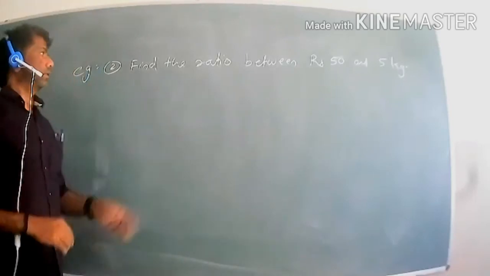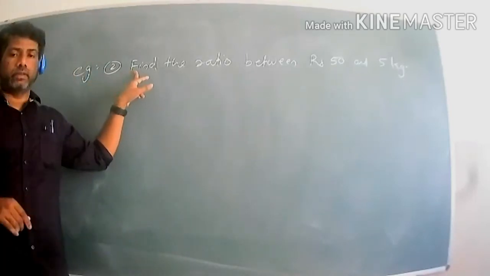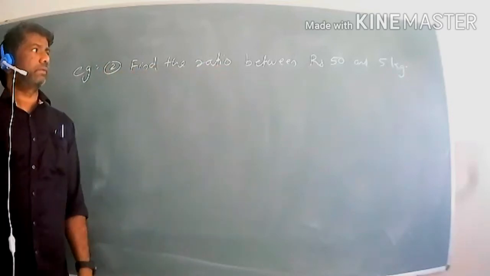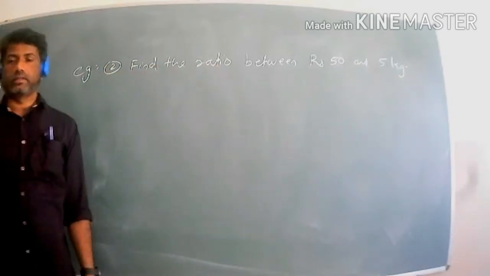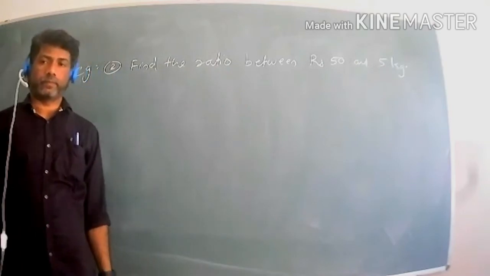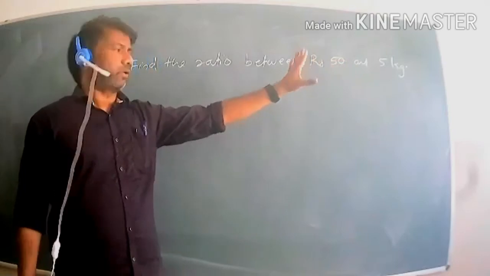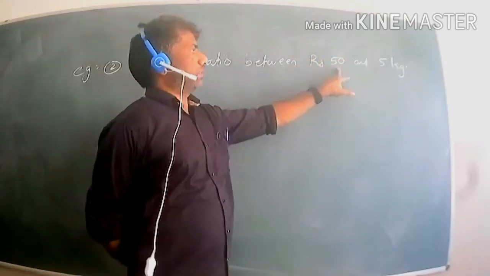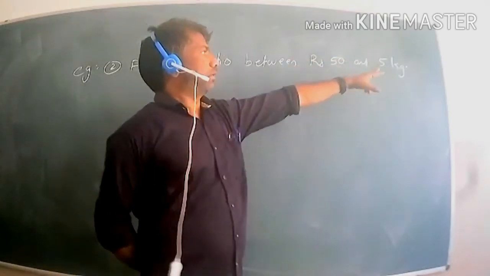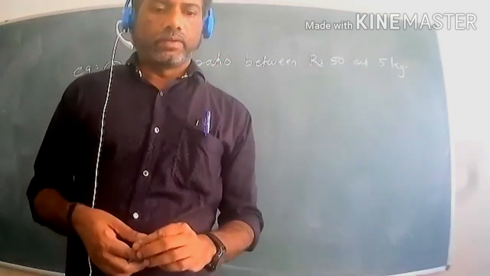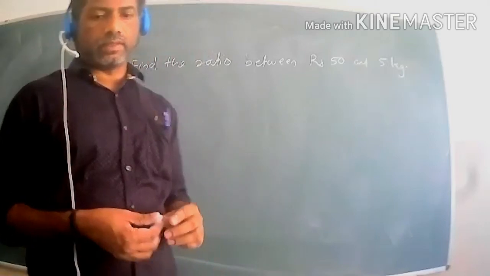Now look here. If somebody asks you a question like this, find the ratio between rupees 50 and 5 kg. Can you find the ratio? Clearly, we can say we cannot find this because this is rupees, money, and that is weight. Both are different. The quantities can be compared only if they are in the same unit.